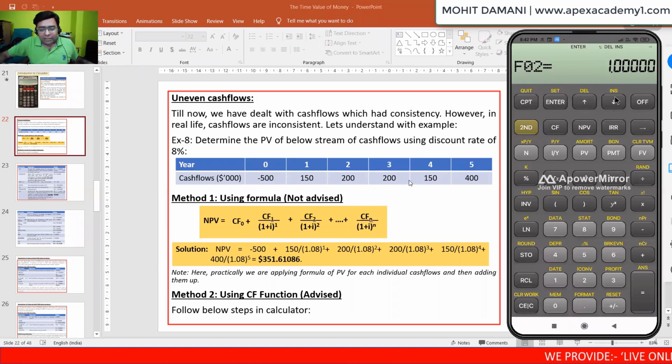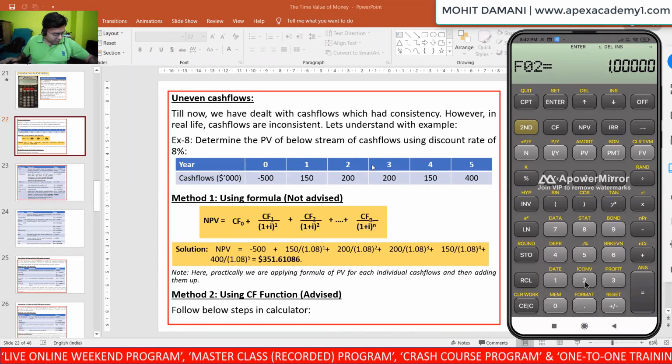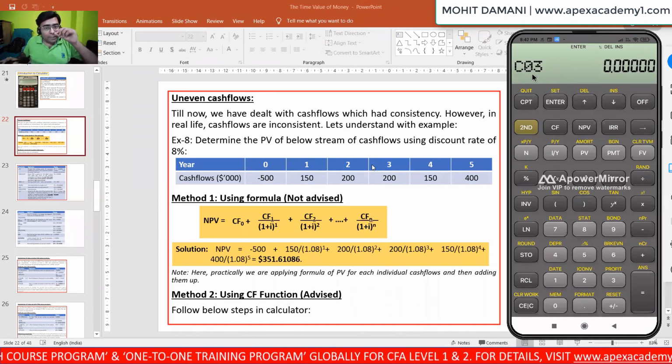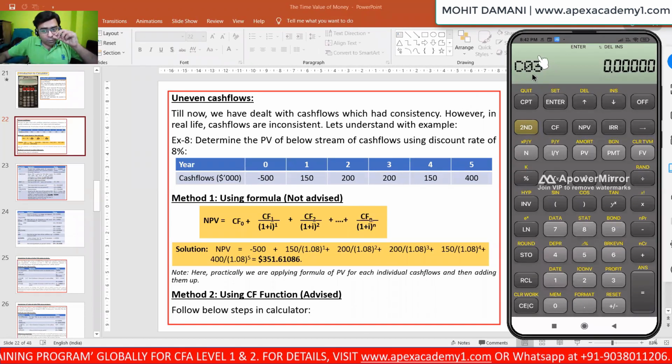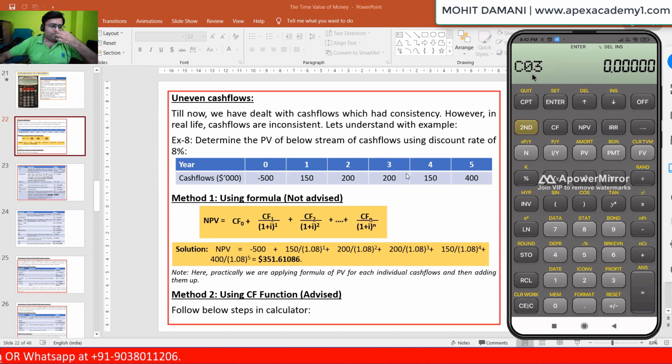Now you see the consistency that 200 is being repeated twice. If this 200 is being repeated twice, I don't have to enter it in the calculator twice. I can just enter the frequency as 2, enter, arrow down, and then move ahead. When you enter the frequency as 2, although the calculator screen is showing C03, the number you are entering is actually the 4th year cash flow.